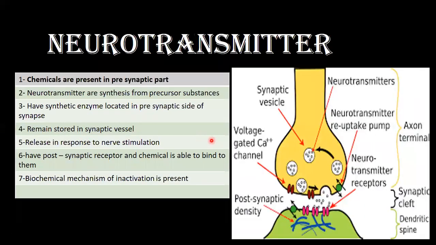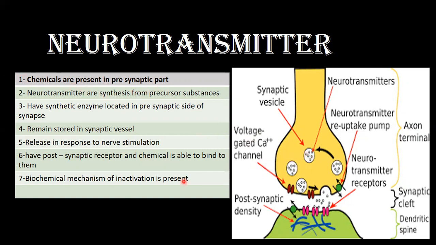Now we come to the neurotransmitter. Neurotransmitters are basically the chemical agents that are released from the nerve ending and then transmit the nerve impulse through the synapses from nerve to nerve. Or we can say that the nerve to nerve communication is done by the chemical agent, that is, neurotransmitters. So it is the chemicals that are present in the synaptic part.